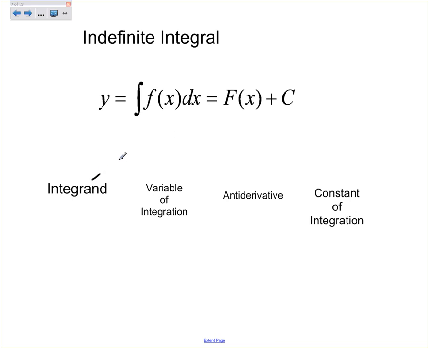The f of x right here, that's called the integrand. That's the thing that we are taking the integral of, or the antiderivative of. The variable of integration, that's this dx part. It says that we are integrating the x variable. Uppercase F of x, that's the antiderivative. And the constant of integration is plus c.